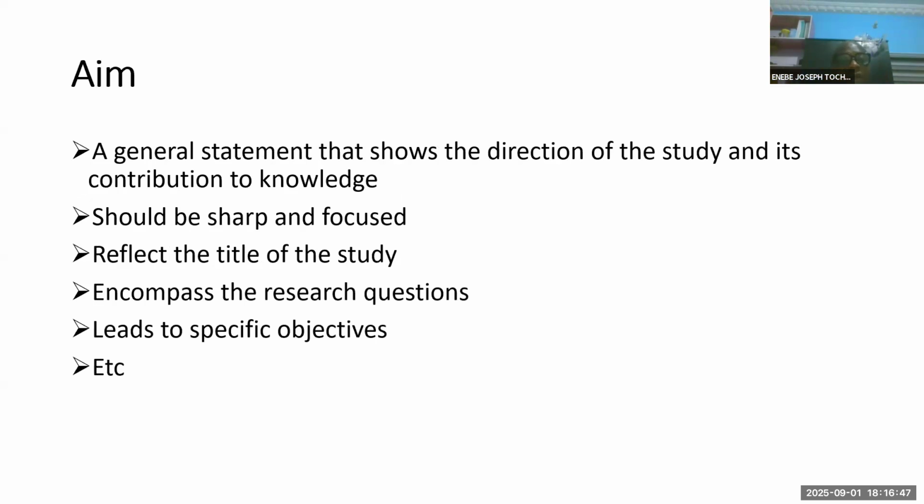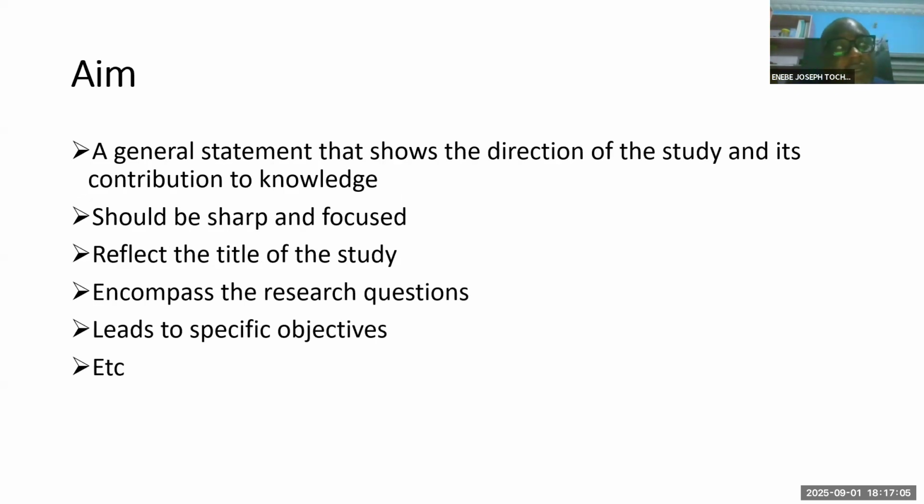Let's go down. Now, aim is the general statement that shows the direction of the study and its contribution to knowledge. Sometimes you find out that the general aim is almost the topic of the study. Okay? Now, it should be sharp and focused. It should reflect the title of the study.